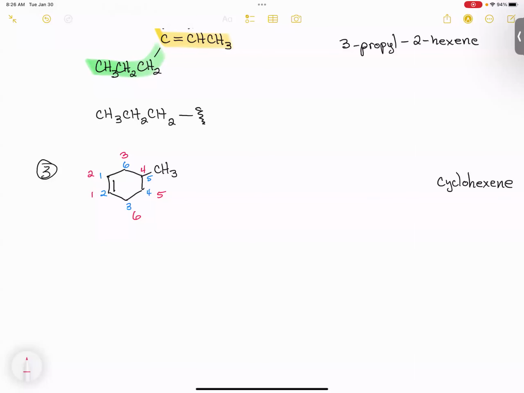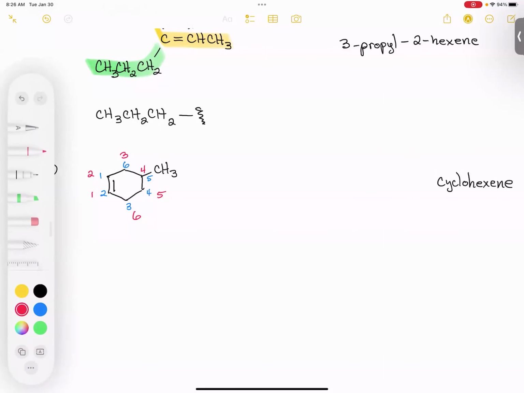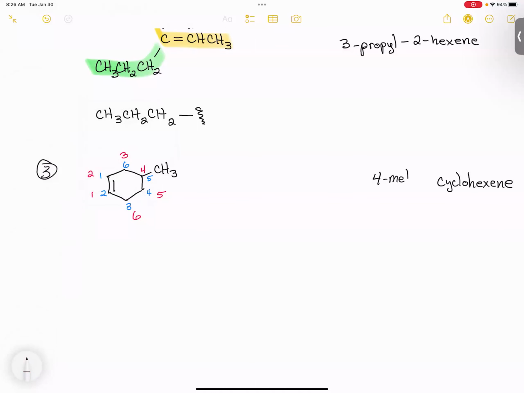So this would be 4-methylcyclohexene. Why didn't I put a number in there to tell you where the double bond was? Because it has to be on one. It's understood. Now, if there were multiple double bonds, we'd have to worry about it.